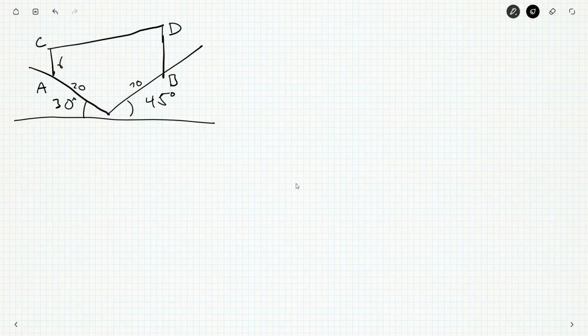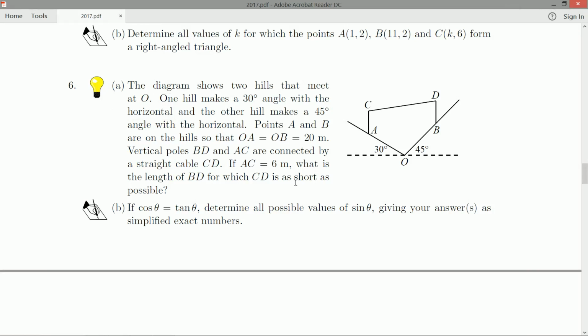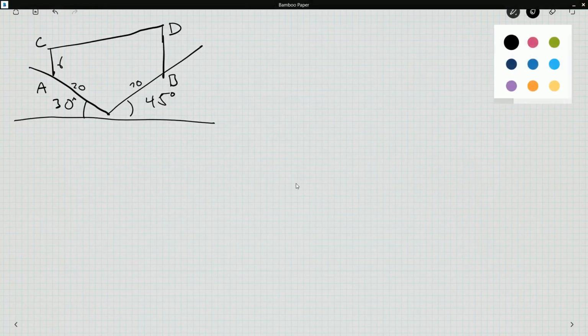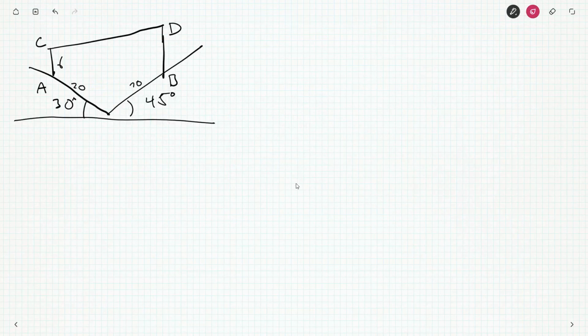Now, that is what I want to minimize, right? Vertical poles BD and AC are connected. So I want to minimize CD. Well, I think it will be minimized when CD makes a right angle at D. The reason being, imagine this right-angled triangle. If I just shorten BD so that CD lies flat along this line here, it'll be shorter because the hypotenuse is longer. And you might say, okay, but what if we shorten it even more?